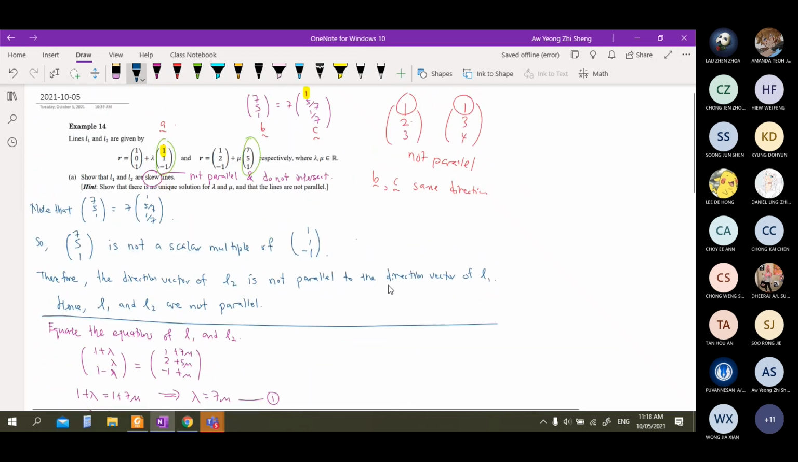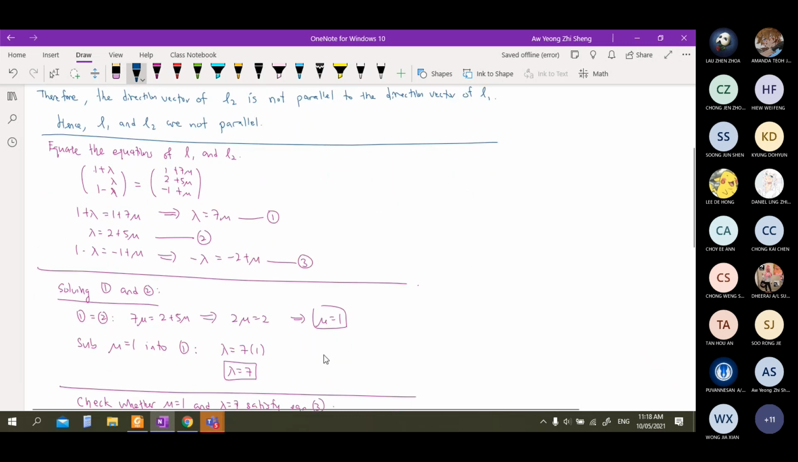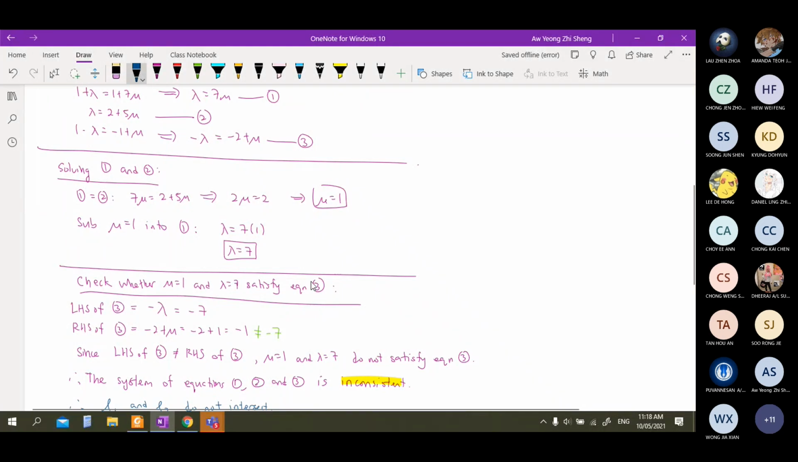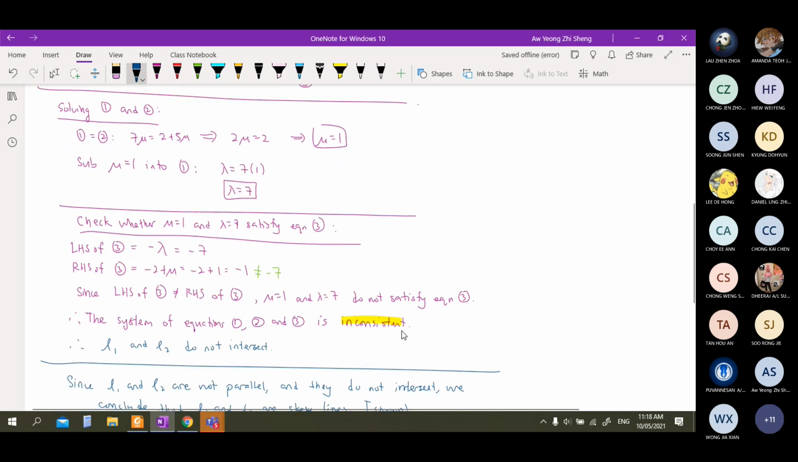Okay. Then the part in purple here is the part where we show that the lines do not intersect. So we follow the usual procedure. We equate the line equations, form three equations, then pick two out of the three equations to solve for lambda and mu, then use the third equation for checking. Since the left-hand side and right-hand side of the third equation are not the same, then the values of mu and lambda do not satisfy the third equation. And then we say the system of equations of 1, 2, and 3 is inconsistent, which means there is no solution for the system of the three equations. Then we conclude the lines don't intersect.